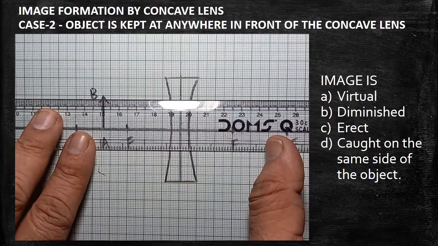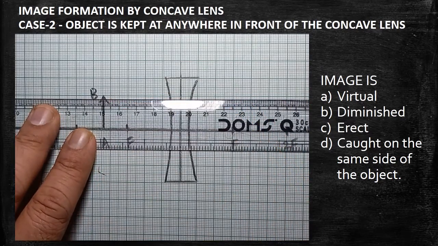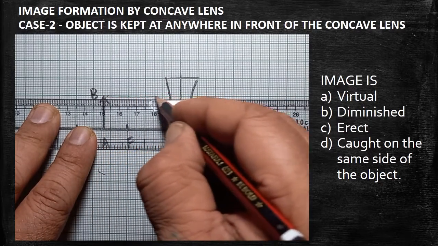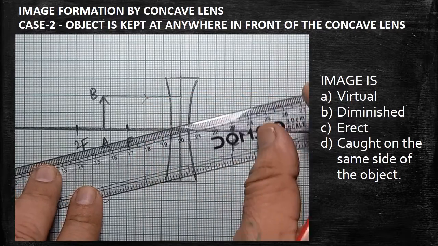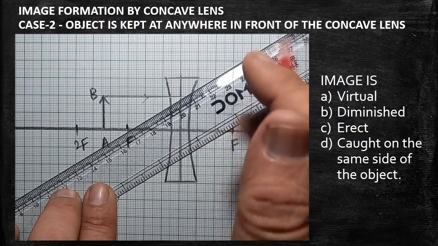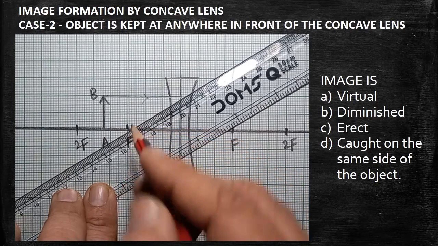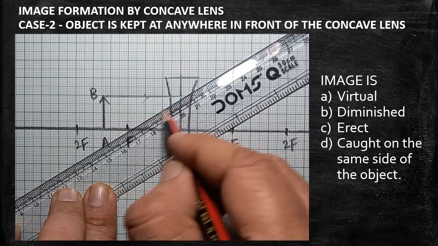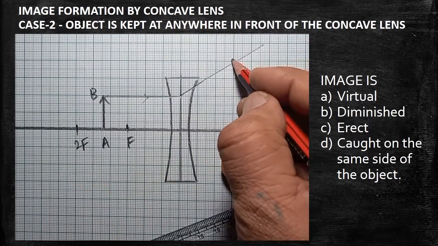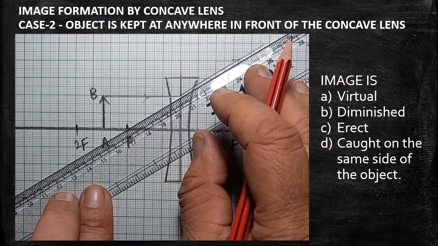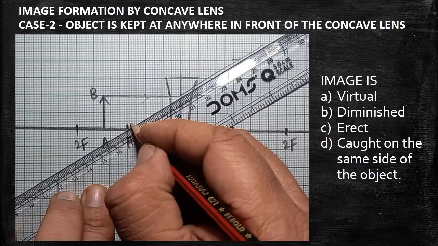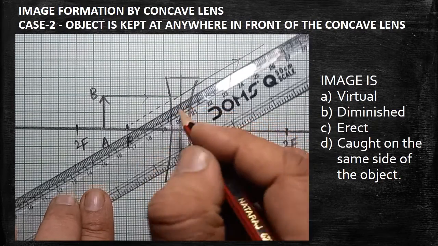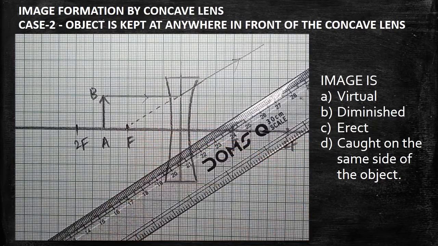How to draw? First you draw the first ray. The first ray is to be drawn from the head of the object. It travels towards the lens. After getting refracted, the ray appears to come from the principal focus. Therefore this point and this point, both of them are to be in the same line. Extend the line. This is the refracted ray, but it appears to come from this principal focus. Draw the dotted line here from the principal focus.